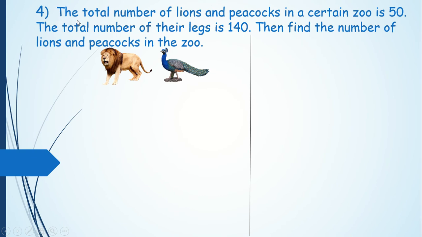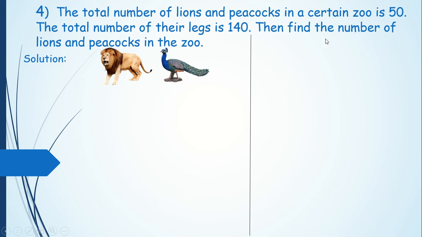Let's read the sum first. The total number of lions and peacocks in a certain zoo is 50. The total number of their legs is 140. Then find the number of lions and peacocks in the zoo. So how many lions are there and how many peacocks are there in that zoo? We don't know. We have to find it.